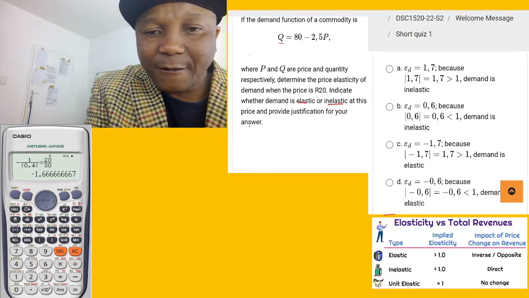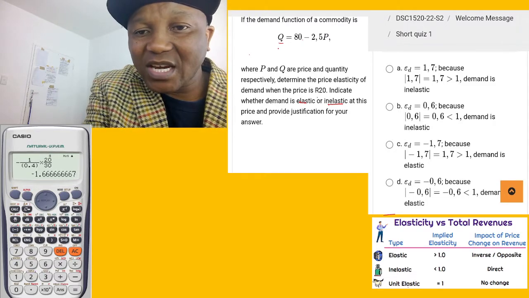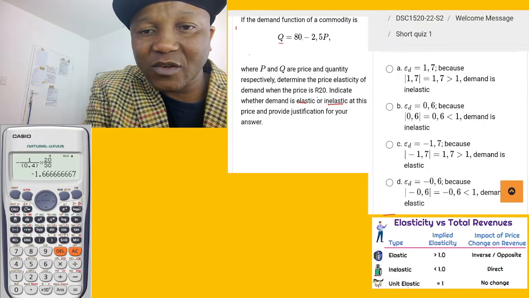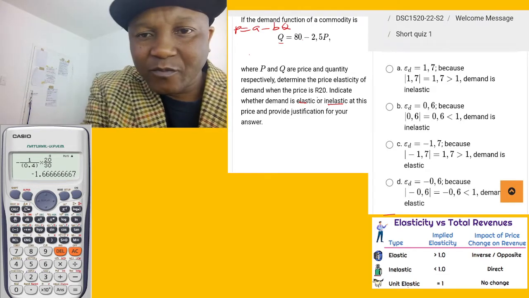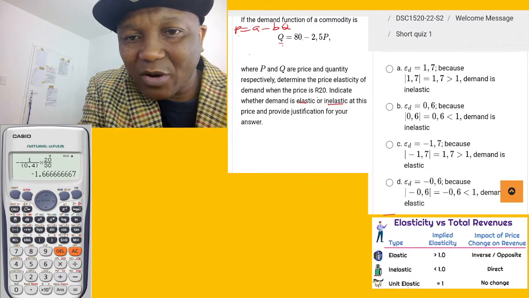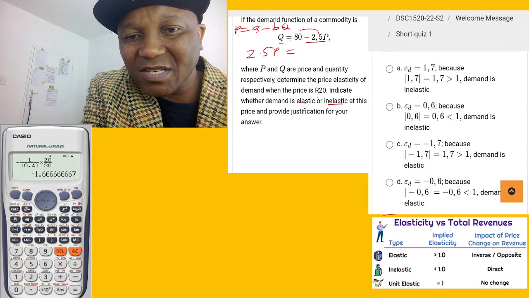For the first method, let's write this equation in the form P equals A minus BQ. Meaning P must be on the left. If you take this term over to the left, remember it's a negative 2.5P, so it will become positive 2.5P. With P equal, here it must be A, meaning any number, which is going to be 80.